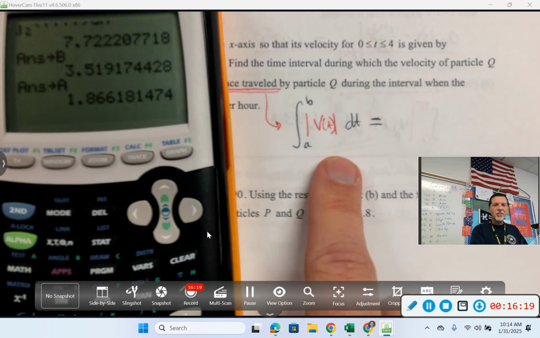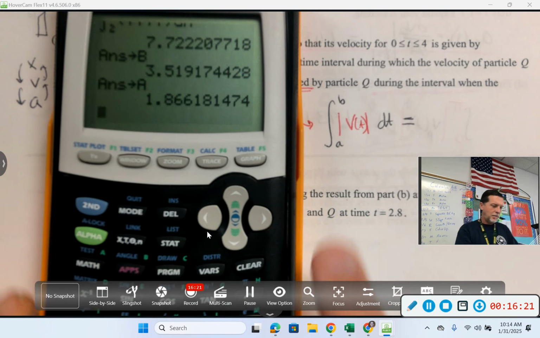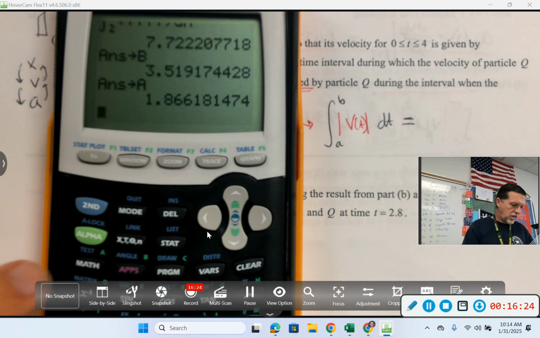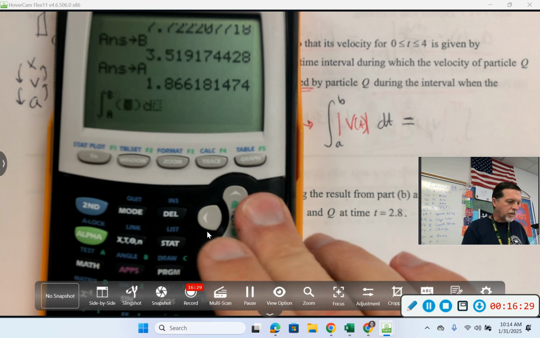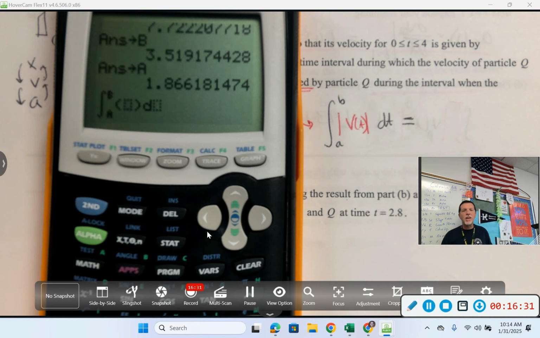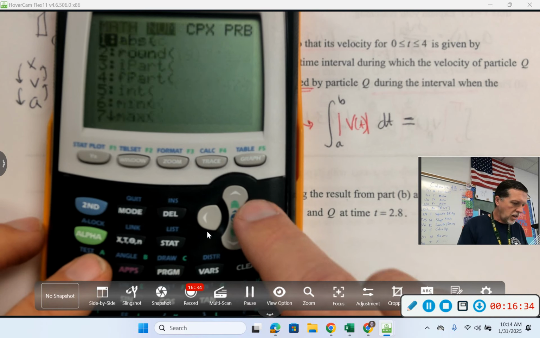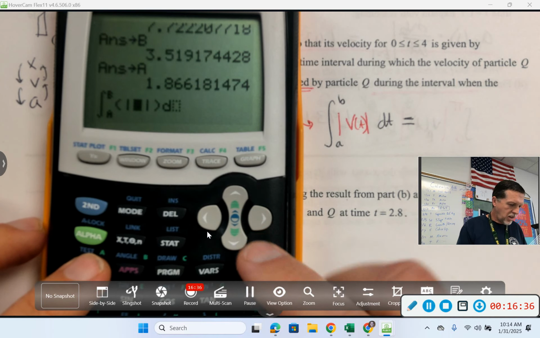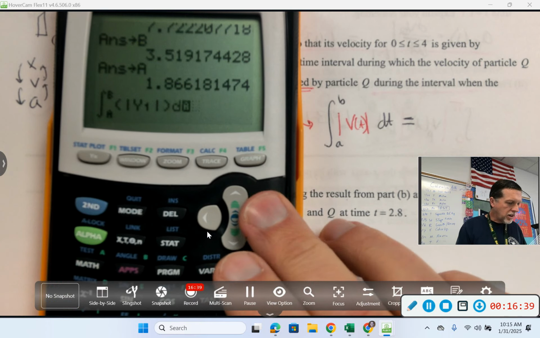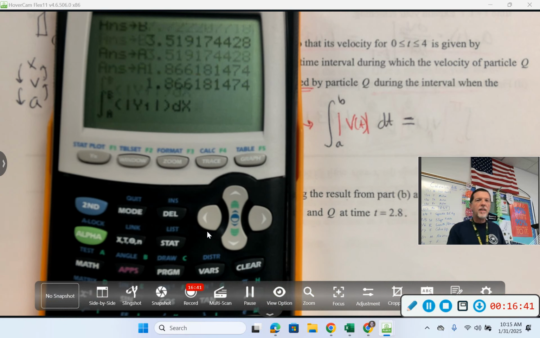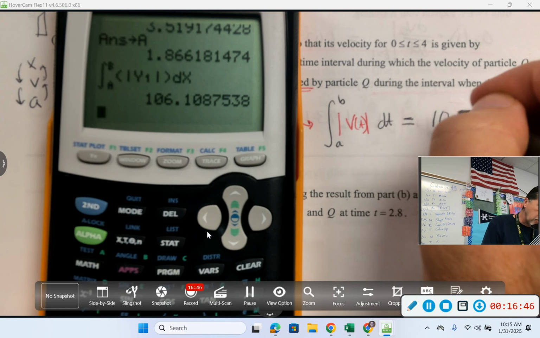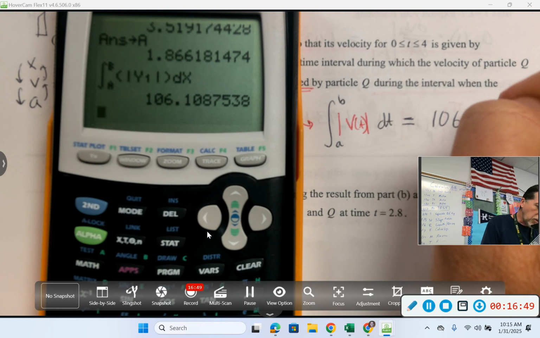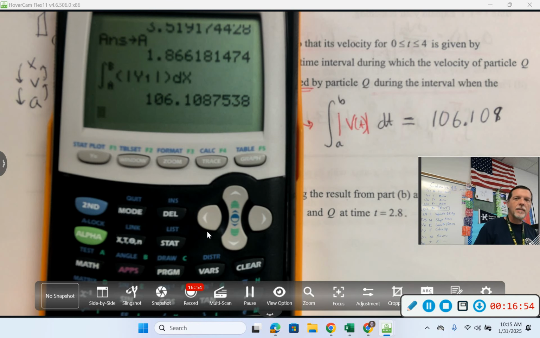This will make this integral, excuse me, much easier. So math 9 from A to B. So I don't have to put in the weird decimals. The calculator knows A and B. Absolute value of y1 dx. And usually, that one was quick. Usually it takes absolute value a while, but that was quick. So 106.108. Nope, 109.